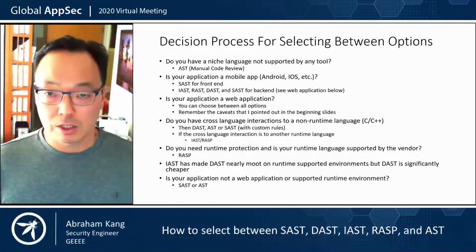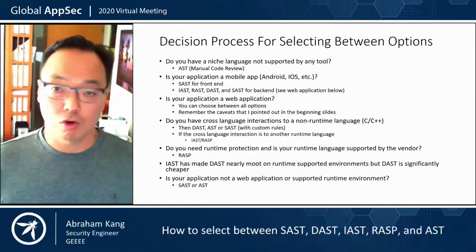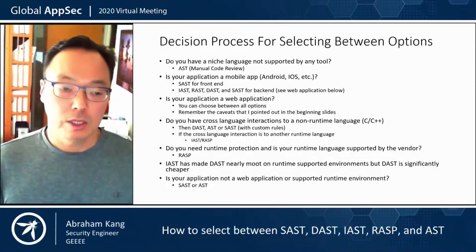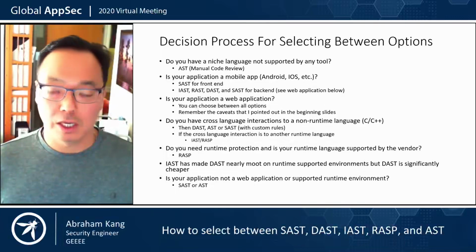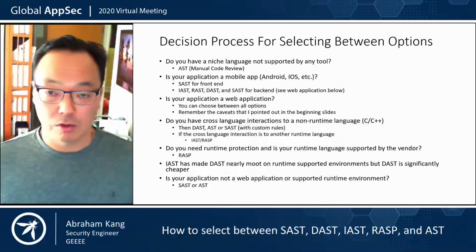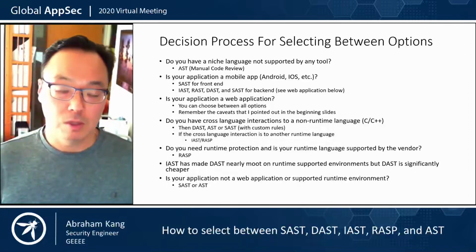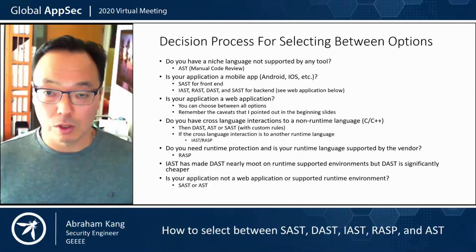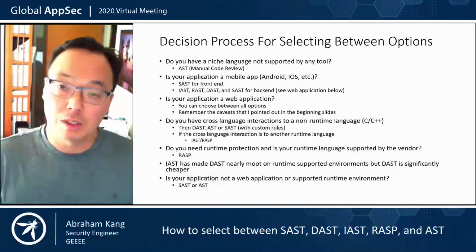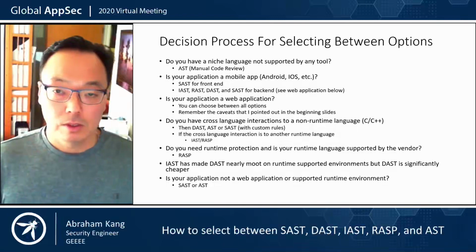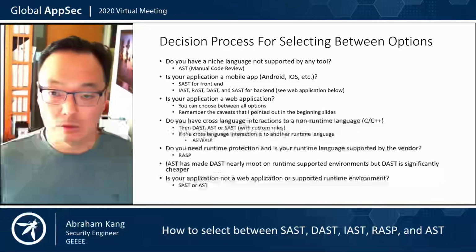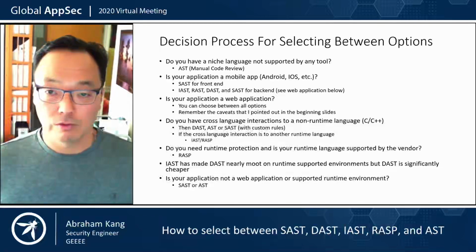Sometimes there are applications that do cross-language interactions. DAST, manual code review, or SAST with custom rules may be able to handle that, if the SAST engine can handle stitching flows together across different languages. If all of your flows are going across different runtime languages, then IAST and RASP may be able to work as well. If you need runtime protection, RASP is the only one that's going to work for you.